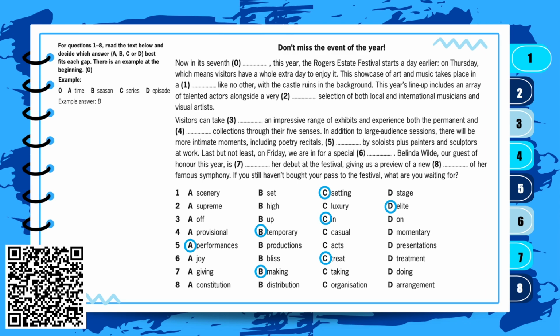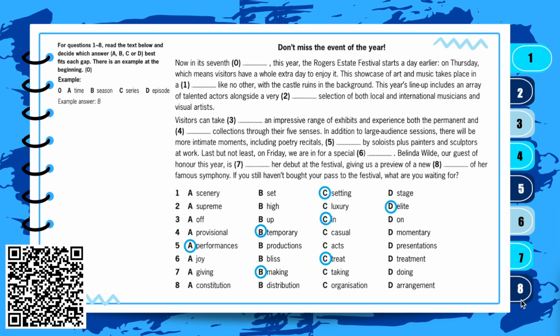The sentence describes that Belinda Wilde, the guest of honor, is presenting a preview of a new version of her famous symphony at the festival. The word "arrangement" accurately describes the act of preparing and presenting a musical piece, which is appropriate in this context.